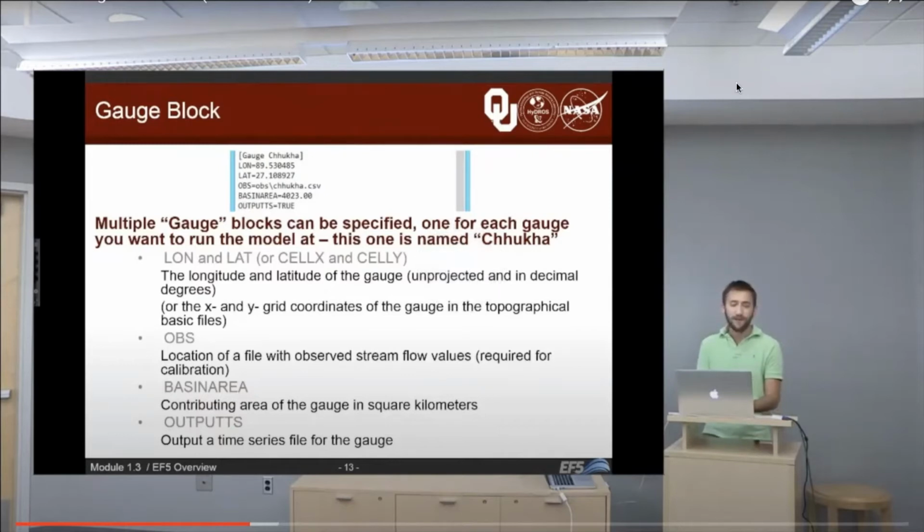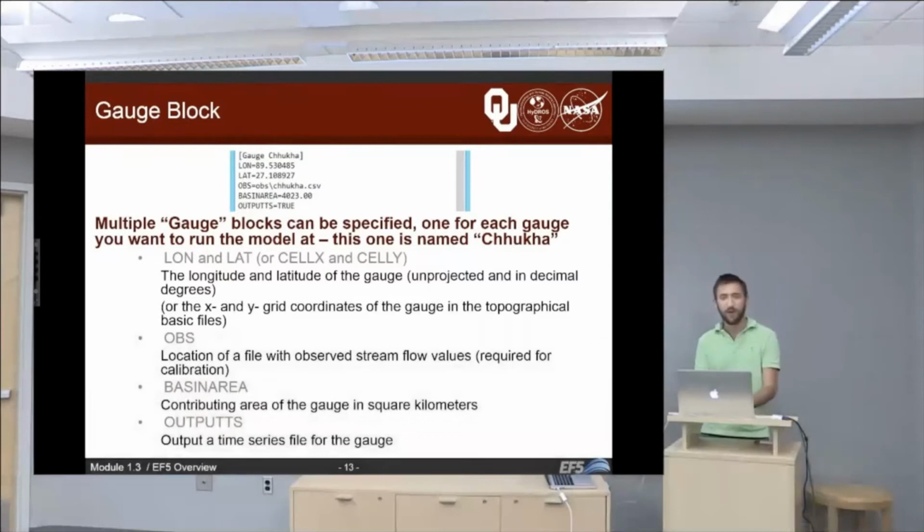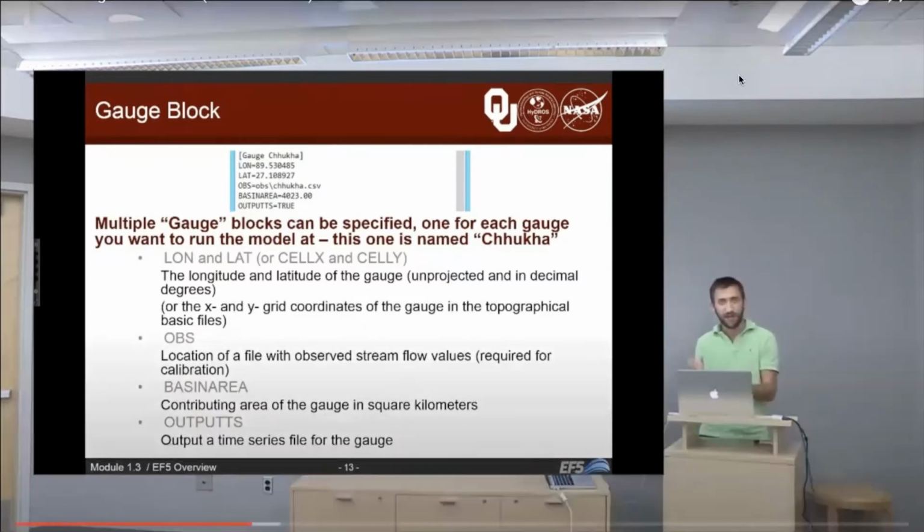The basin area, that's the contributing area of the gauge in square kilometers, or the amount of land area that's draining into that gauge. And then output.